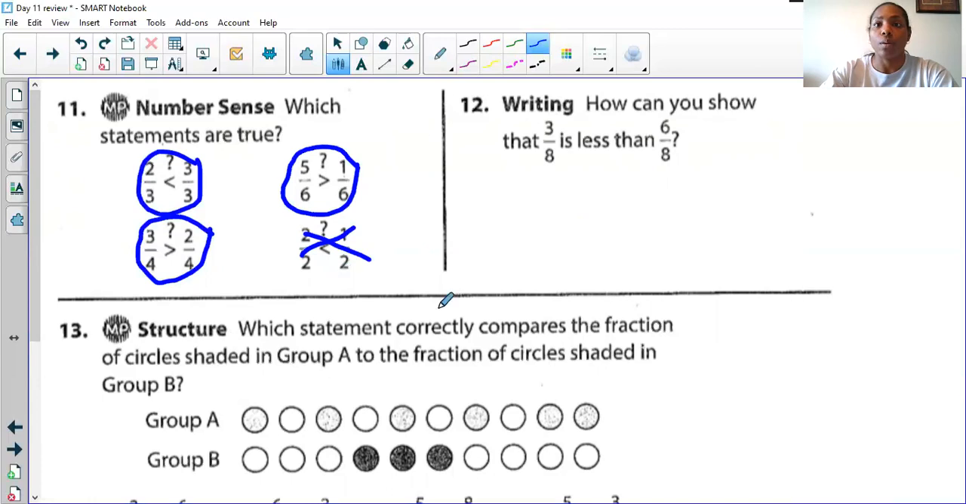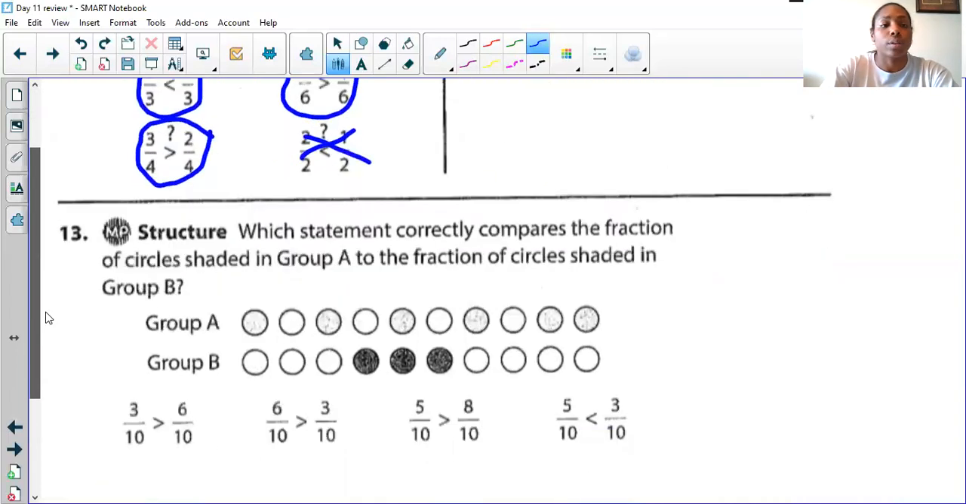All right, welcome back. So I'm hoping you said something along the lines of, well, if I draw out the 8 parts for the 3/8 and the 8 parts for the 6/8 and shade them in, you'll be able to notice that 6/8 has more parts shaded in than 3/8. Or you could have said something along the lines of, I just look at the numerators and I know that 6 is greater than 3. So right there, both of those answers would have worked.